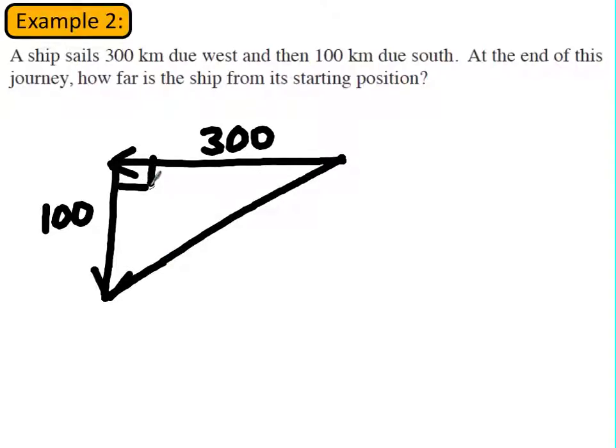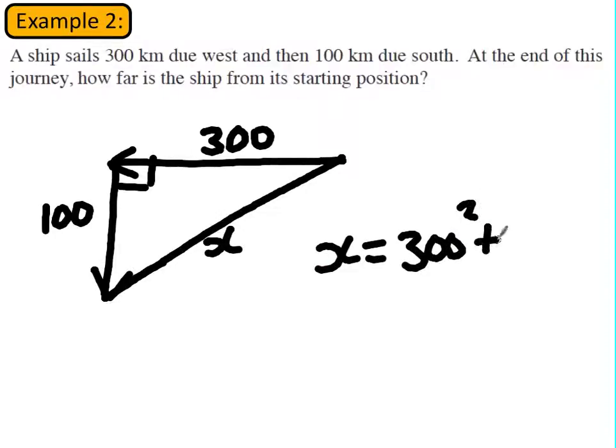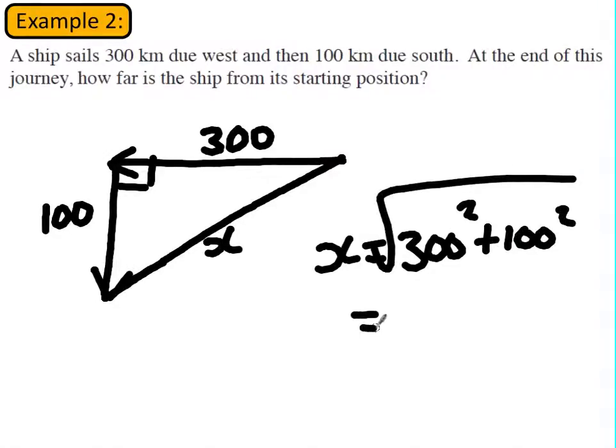So, easy enough to do. We're trying to find the hypotenuse, so we're going to add. So let's call that x again. X is going to be 300 squared plus 100 squared, square rooted. That's following Pythagoras' theorem. If we do that, we end up with 316.2 kilometers.